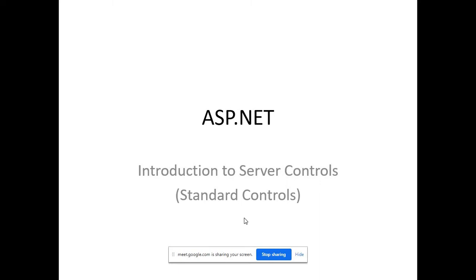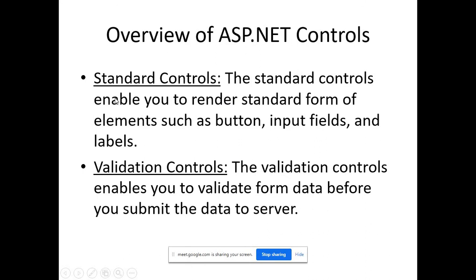I think in the last lecture we started the discussion on server controls, standard server controls. So we have seen in ASP.NET there are many different types of controls available. The first control is the standard control. Standard controls include small controls like a label, a literal control, a button, a text box, and so on.